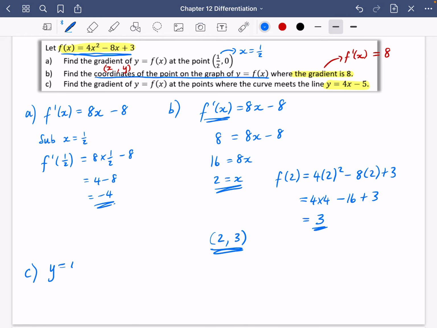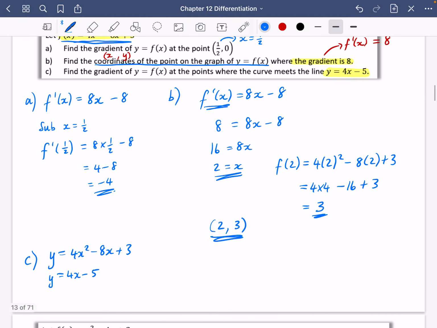We have the curve, which is y equals 4x squared minus 8x plus 3. We have the line, which is y equals 4x minus 5. So I'm going to solve these simultaneously by making them equal to each other. That's going to be 4x squared minus 8x plus 3 equals 4x minus 5. I'm going to get everything into one side so it's equal to 0. So that's going to be 4x squared minus 12x plus 8.